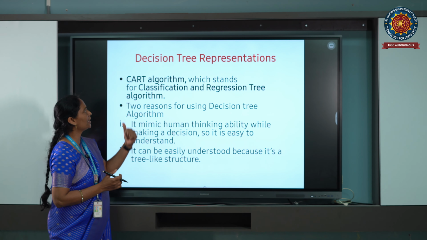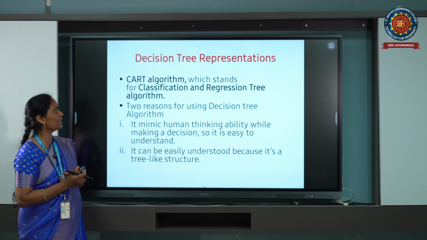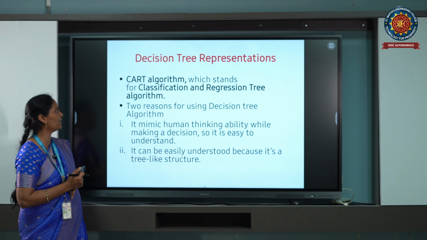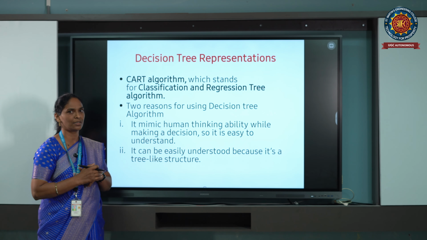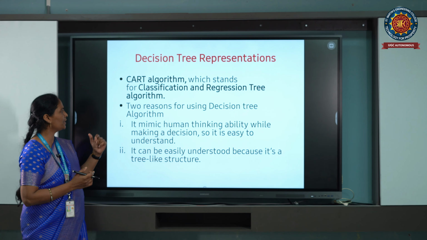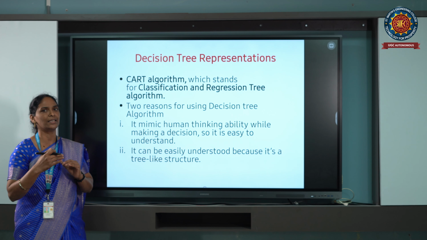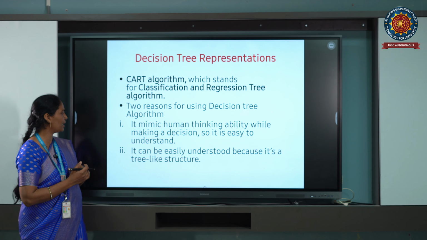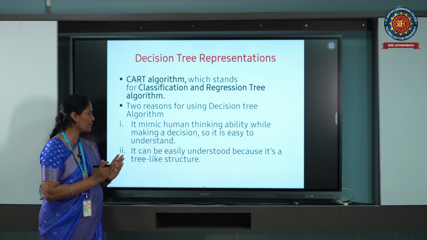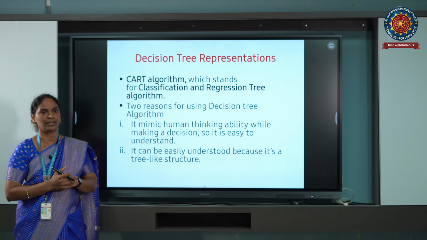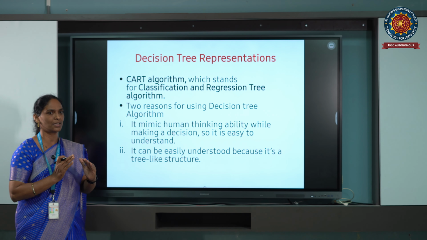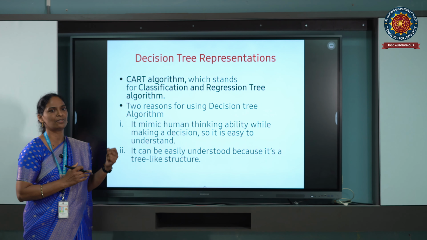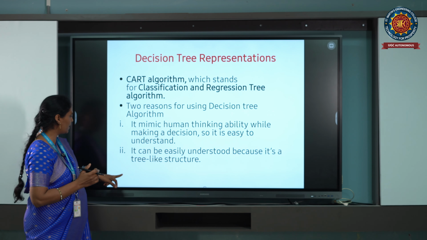Next, we can see the CART algorithm, which represents the decision tree algorithm. The full form of CART is the Classification and Regression Tree algorithm. It contains two regions for representing the CART algorithm. The decision tree algorithm is easy for human thinking ability to understand because it is a tree-structured algorithm, like the structure of a tree. That is why it is easy for human beings to understand.